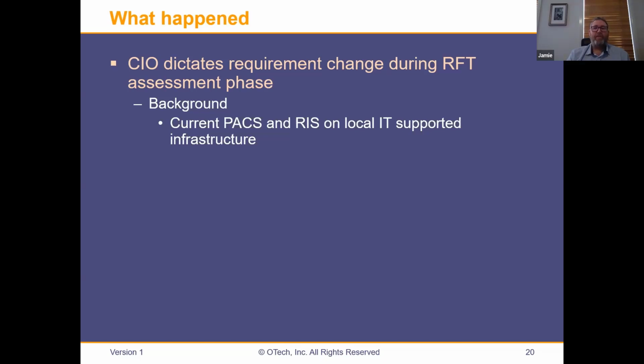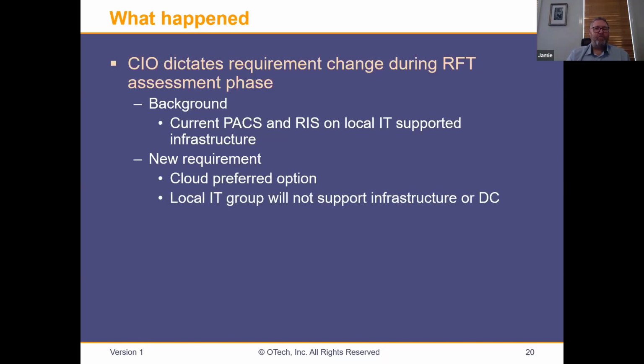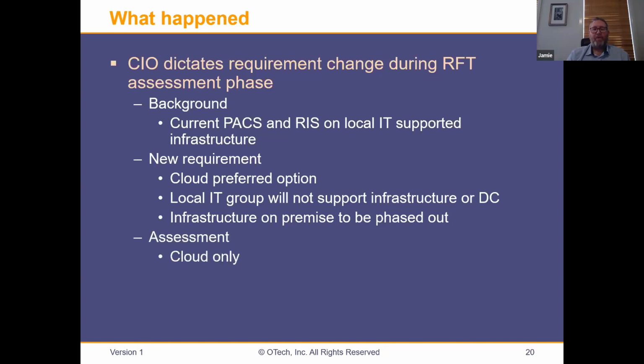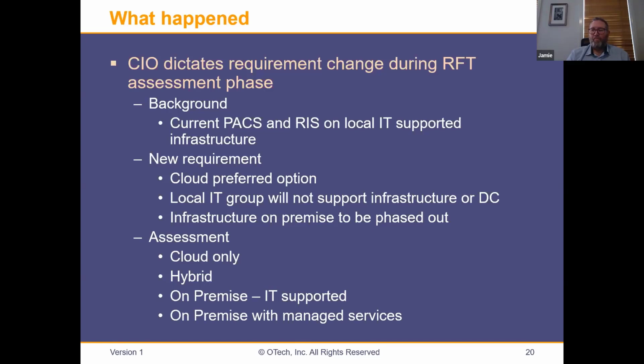So keep in mind, everything is locally IT supported: data center, VM, all of the archive sits within the IT stack within the local data centers of this hospital. The new requirement that we were given was that cloud was not only preferred, it was the only option we should look at. The local IT group would not support infrastructure or any data center components. Infrastructure on-premise was to be phased out, and the assessment requirement was cloud only, a hybrid cloud and on-prem with IT supported, and an on-prem with managed services.